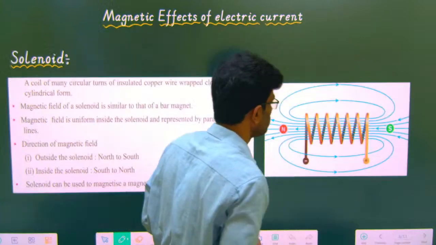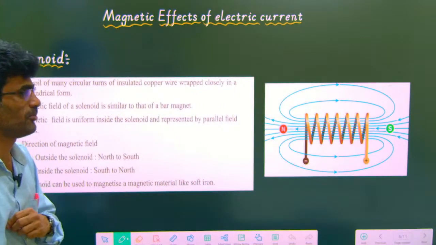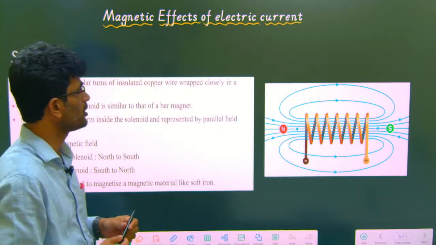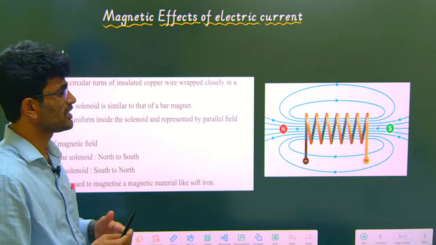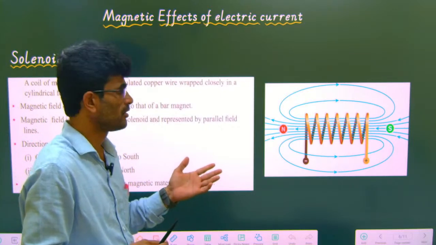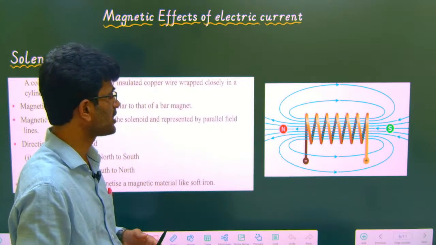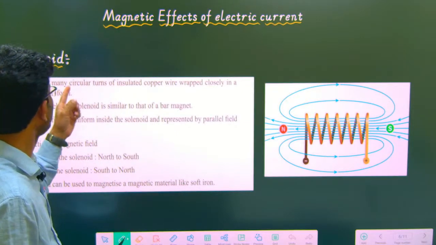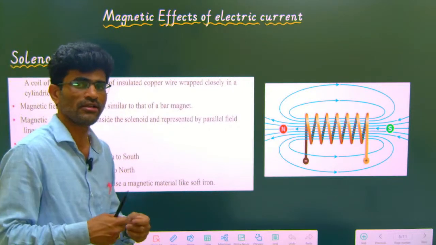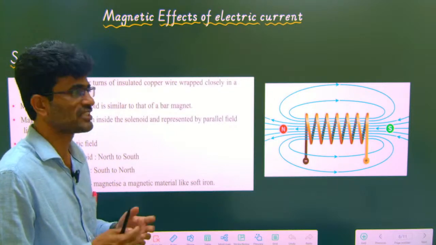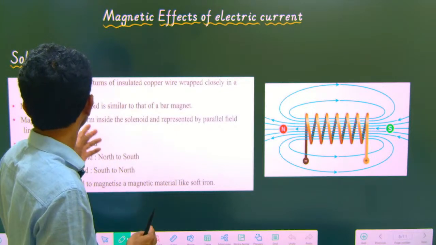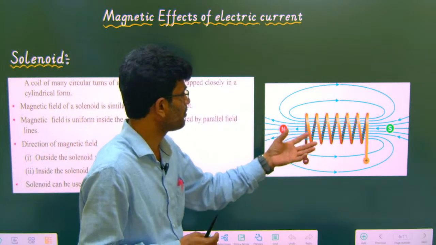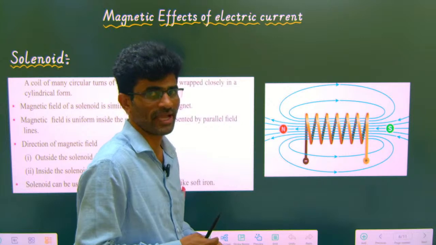Next topic, this is also an important topic in your magnetic effects of electric current, that is about solenoid. What is a solenoid? It is nothing but the same as before, a current carrying conductor only, but it will be made into turns like a spring, a coil of many circular turns. If a coil is made into many circular turns like a spring, then what happens? It will form a cylindrical shape, and this cylindrical coil behaves as a bar magnet.